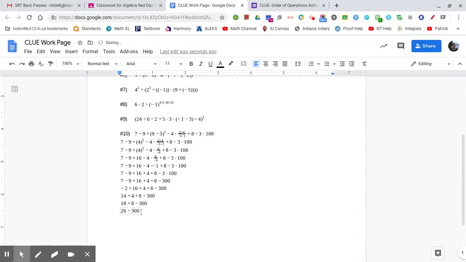And then the last operation, 26 minus 300, different signs, so I'll subtract. So 300 minus 26, I'll do this in two parts. I'll take 300 minus 20, which will give me 280, and then 280 minus 6 would give me 274.